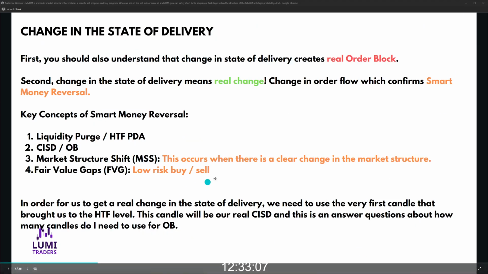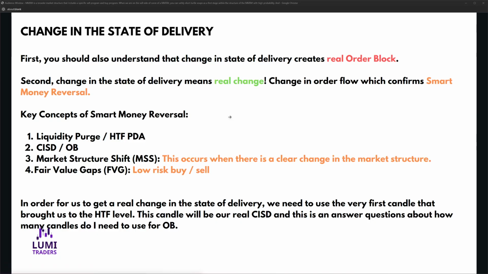Okay. Now let's talk about change in the state of delivery, because this is a very key structure point for us to understand if you entered a smart money reversal or not, if you entered this transition from one program to another program or not. Okay, first, you should understand that change in the state of delivery creates what? It creates a real order block. Once again, an order block is a change in the state of delivery. Change in the state of delivery is an order block.